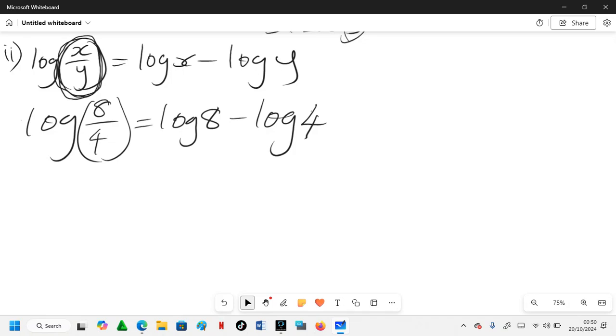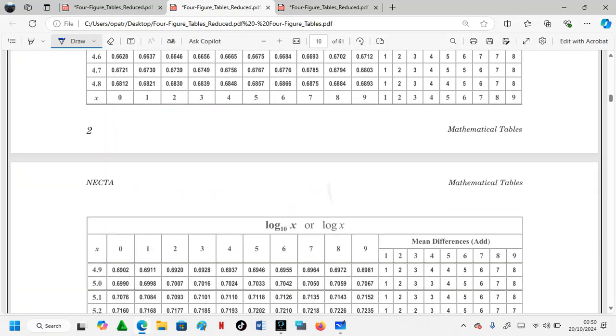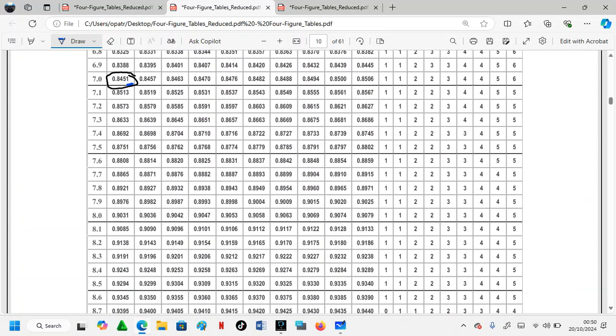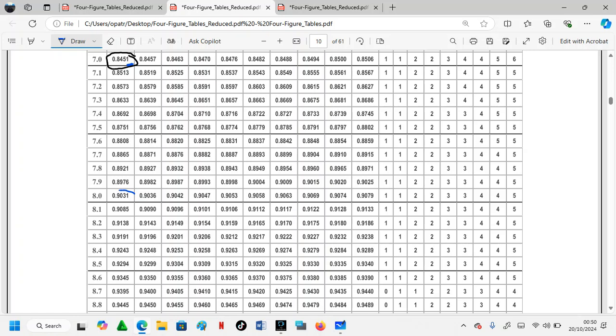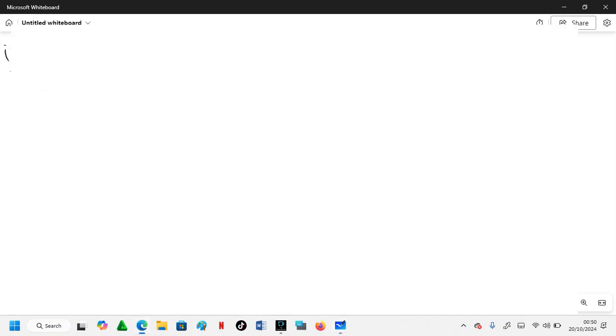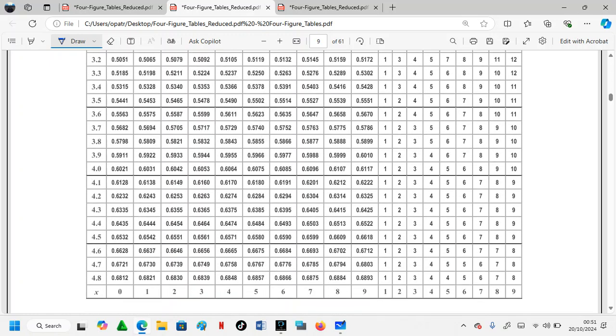Let's check the log of 8. Here it is, the log of 8 is 0.9031. So 0.9031 minus the log of 4. The log of 4 is right there, 0.6021.